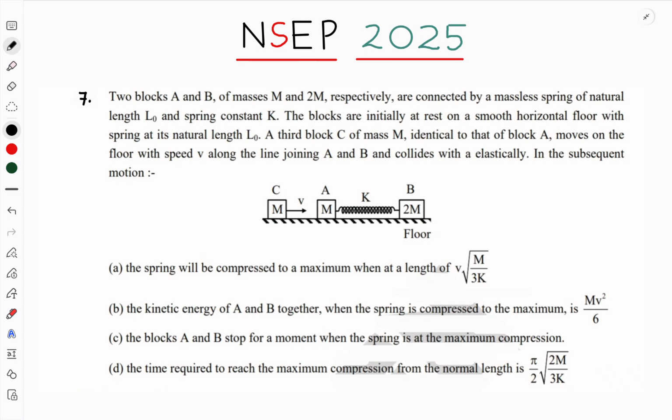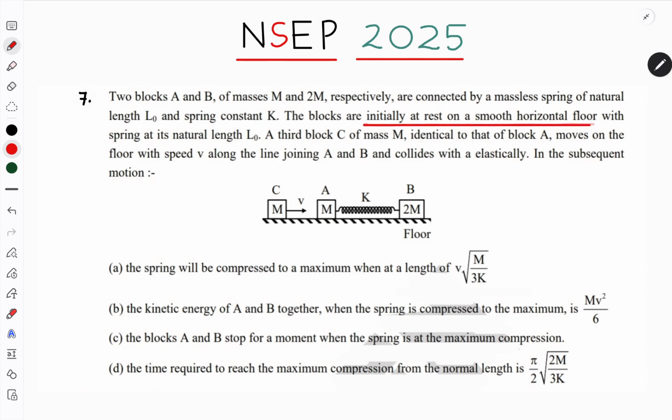The blocks are initially at rest on a smooth horizontal floor with the spring at its natural length L0. A third block C of mass m, identical to that of block A, moves on the floor with a speed v along the line joining A and B and collides with it elastically. In the subsequent motion, we need to answer the following problem. The question is based on a mixed concept of center of mass collision, followed by some idea of simple harmonic motion.